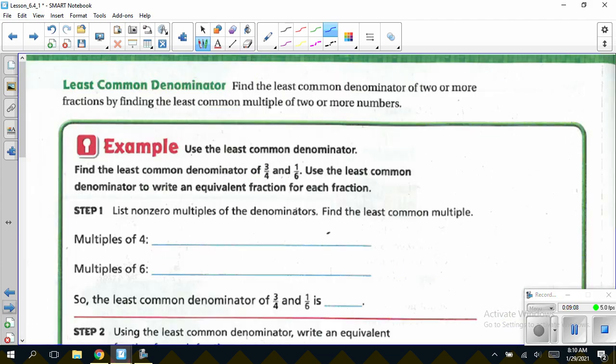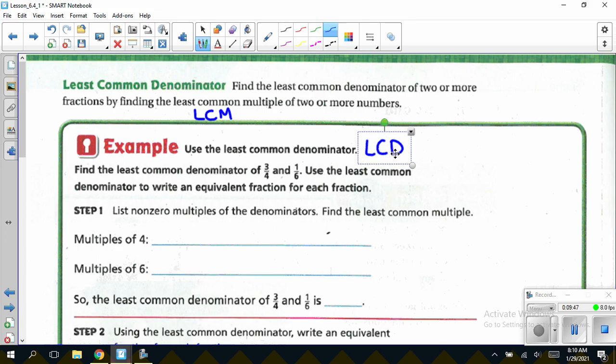Moving on to the next page, I've already mentioned this. We have what is called the least common denominator. And find the least common denominator of 2 or more fractions by finding the least common multiple, or we know that would be the LCM, of 2 or more numbers. So for this example, I do want to make sure that I am using the least common denominator, or we also could call that the LCD. And we want to do this by listing our non-zero multiples of those denominators to find that least common multiple.